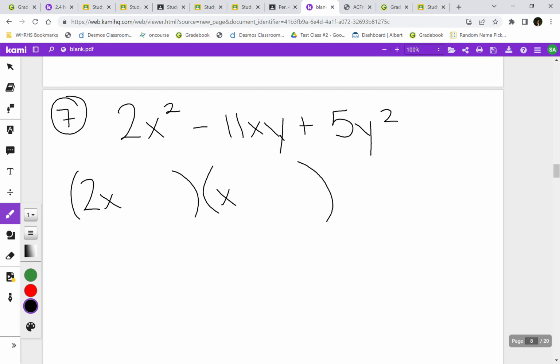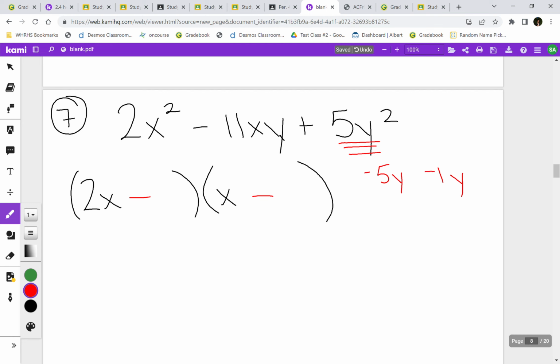Now, I need to multiply to a positive, but add to a negative. If we're multiplying to a positive and adding to a negative, both numbers, or both factors, have to be what? They both have to be negative. Negative, negative. All right. Now, I need to multiply to a 5y squared. Do we agree the only thing that multiplies to a 5y squared is a 5y and a 1y? And we said they both have to be negative.